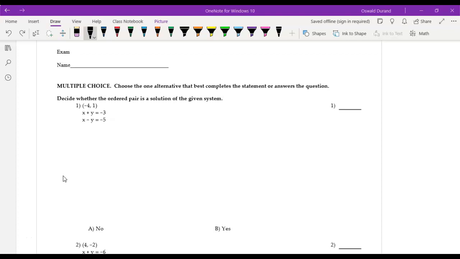We're going to talk about systems of equations and also linear inequalities, right? How to graph them. Okay, so let's start with systems of equations.